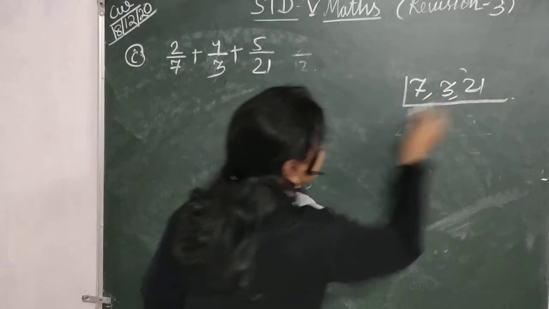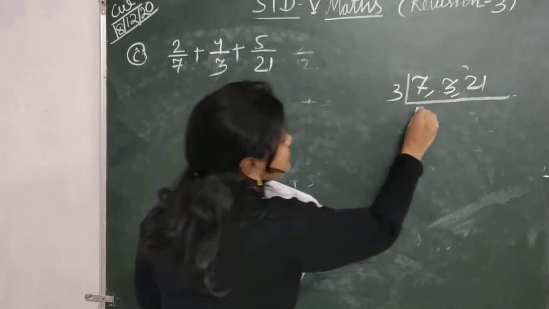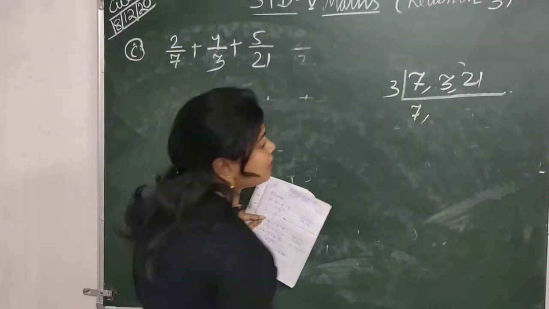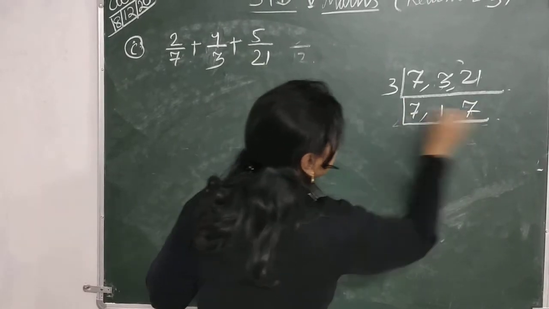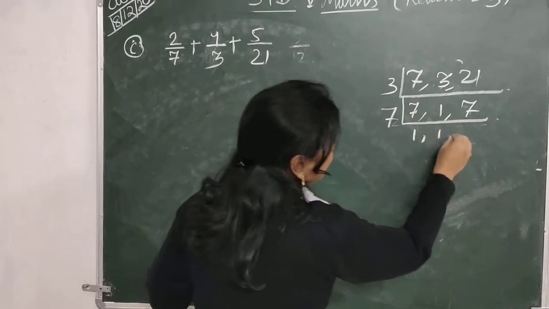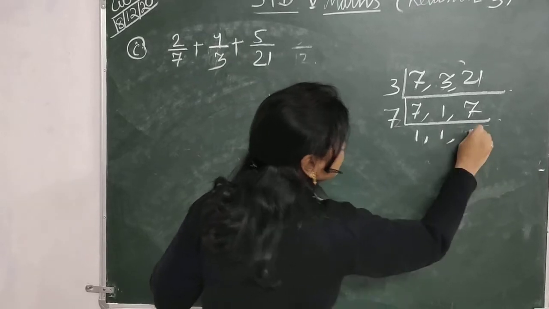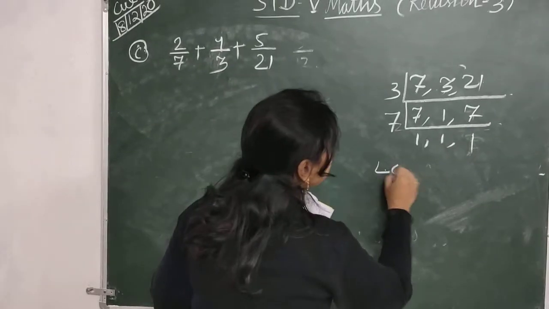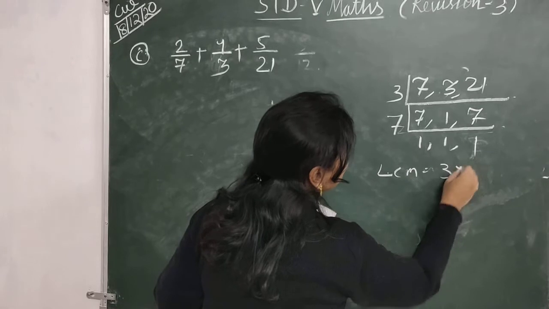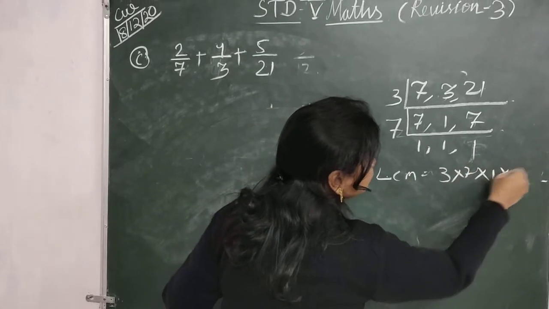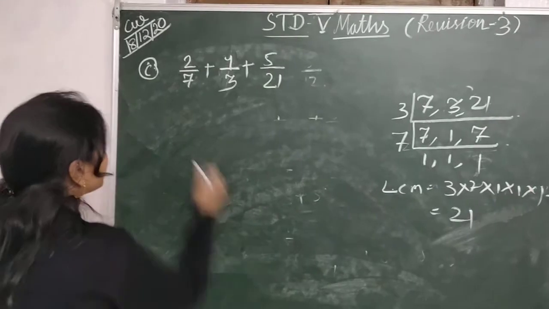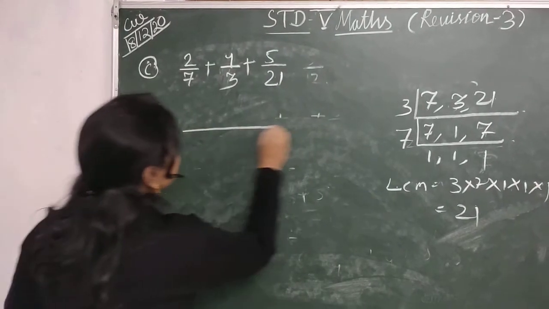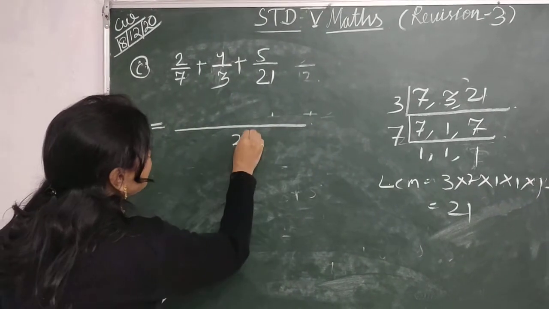So first I am going to divide it by 3. Here 7 will come down. 3 ones are 3. 3 sevens are 21. Then by 7, 7 ones are 7. And here also 7 ones are 7. So LCM here is 3 into 7 into 1 into 1 into 1 equal to 21. Okay. So here the denominator will be 21.